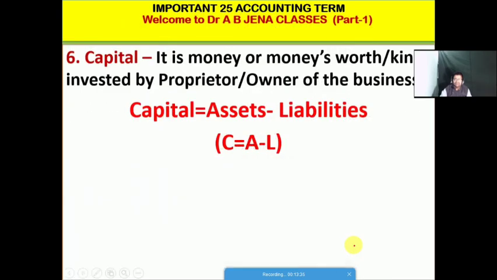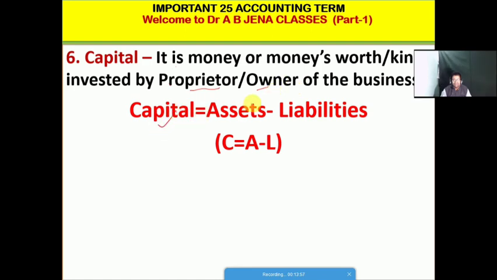So next one is capital. So capital is the lifeblood of the business. Without capital the business cannot be started. So who will invest the capital? Particularly the proprietor or owner of the business. So capital is the money or money's worth or kind which is invested by the proprietor or owner of the business. Friends, we have already discussed.